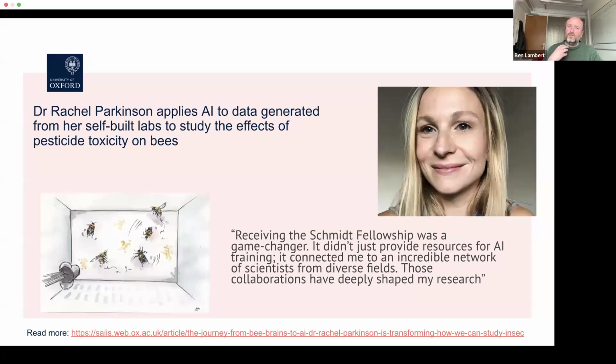And she is interested in whether it's possible to examine their behavior and then to back calculate the amount of pesticides which are there in the atmosphere. And so Rachel is using cutting edge AI techniques to analyze those video and audio data to try and then inversely go back to the level of pesticides in the environment.